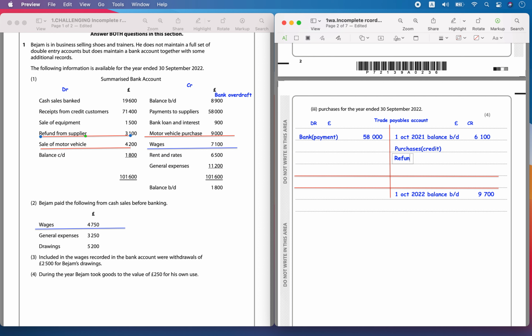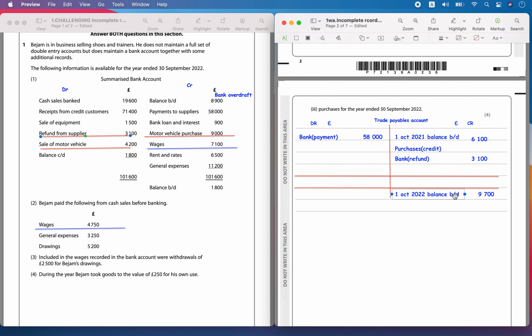So there was a refund. That was from the bank that we are getting, so that value will be equal to 3,100. In the bank it is on the debit side. Here it is a double entry account, so definitely in the trade payables account it should appear on the credit side. So we have some balances, some purchases, some refunds and payments happening.